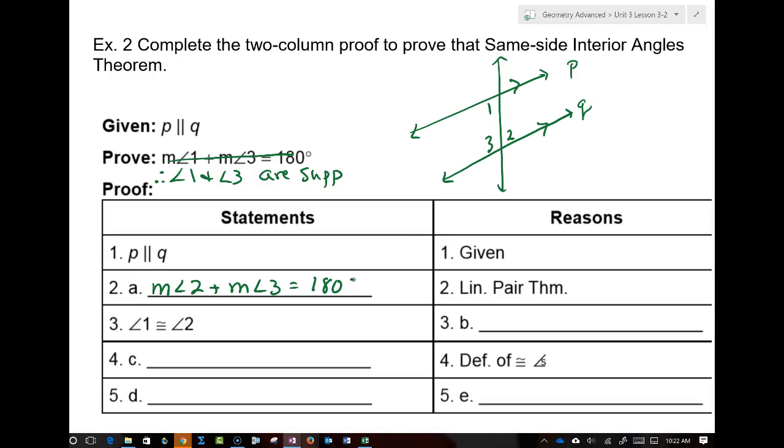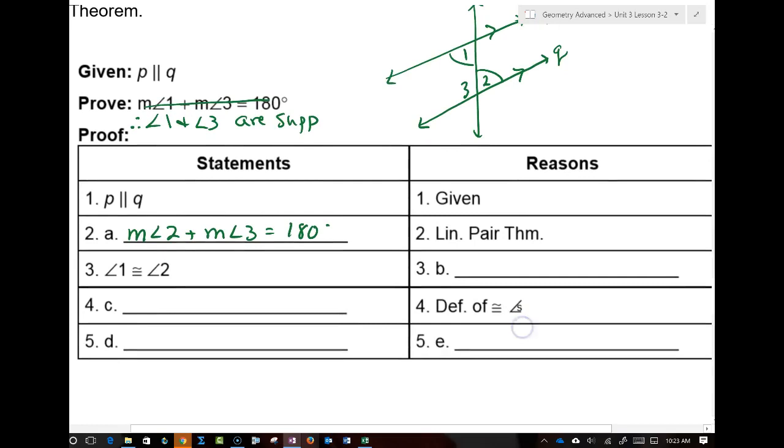We have angle 1 is congruent to angle 2. Where did that come from? Yep, that's your alternate interior angles theorem. You can write that down. I'm going to write it this way: if parallel lines, then alternate interior angles are congruent. But if you said alternate interior angles theorem, I give you full credit. All right, so far so good.